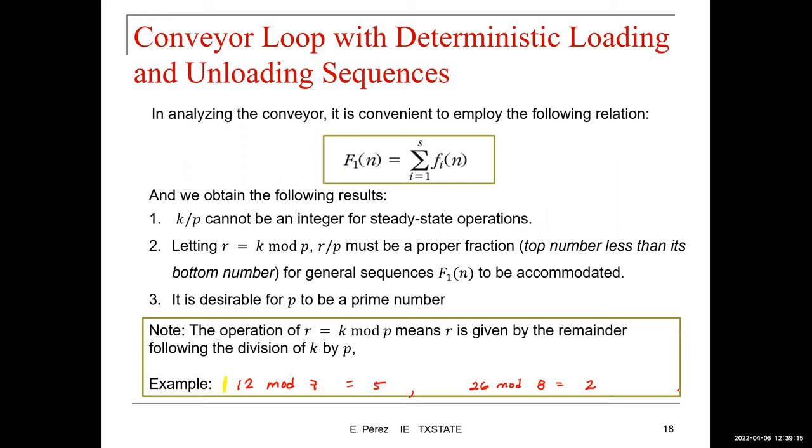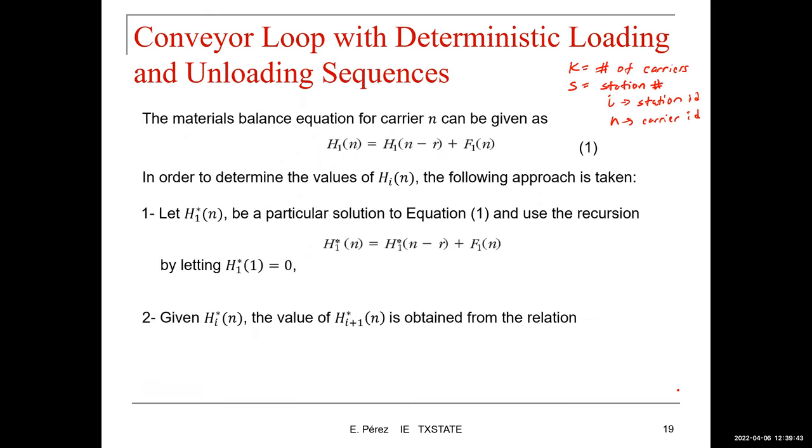So R, we discussed how to compute R in our previous lecture, but we have some examples here. That's the remainder of two operands. So 12 mod 7 is going to be equal to 5, and 26 mod, say, mod 8 will be equal to 2. And we want P to be a prime number. It doesn't have to be, but it is preferred for P to be a prime number. P is the period. And then we have the material balance equation for carrier N, which can be given by H1 of N.